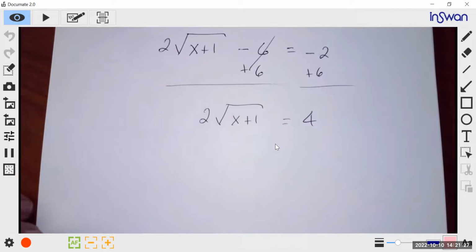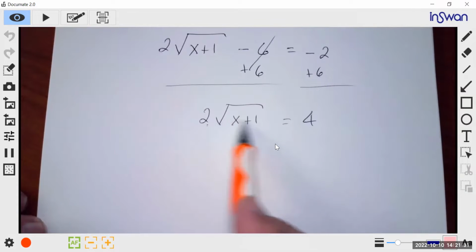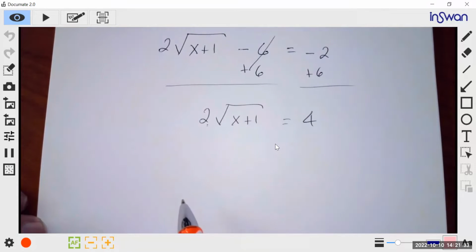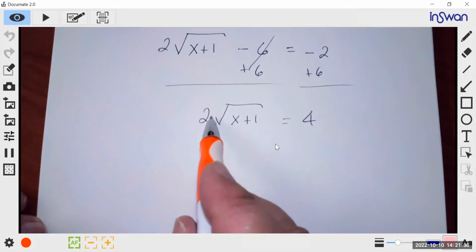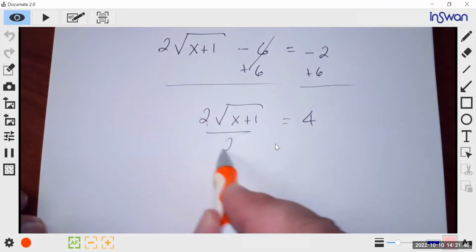Well, how do you get rid of the 2? How is this 2 connected to the radical? Do you see a plus sign? See a minus sign? Is it divided? So it has to be what? This is multiplied. We divide it, right? So we divide both sides by 2.